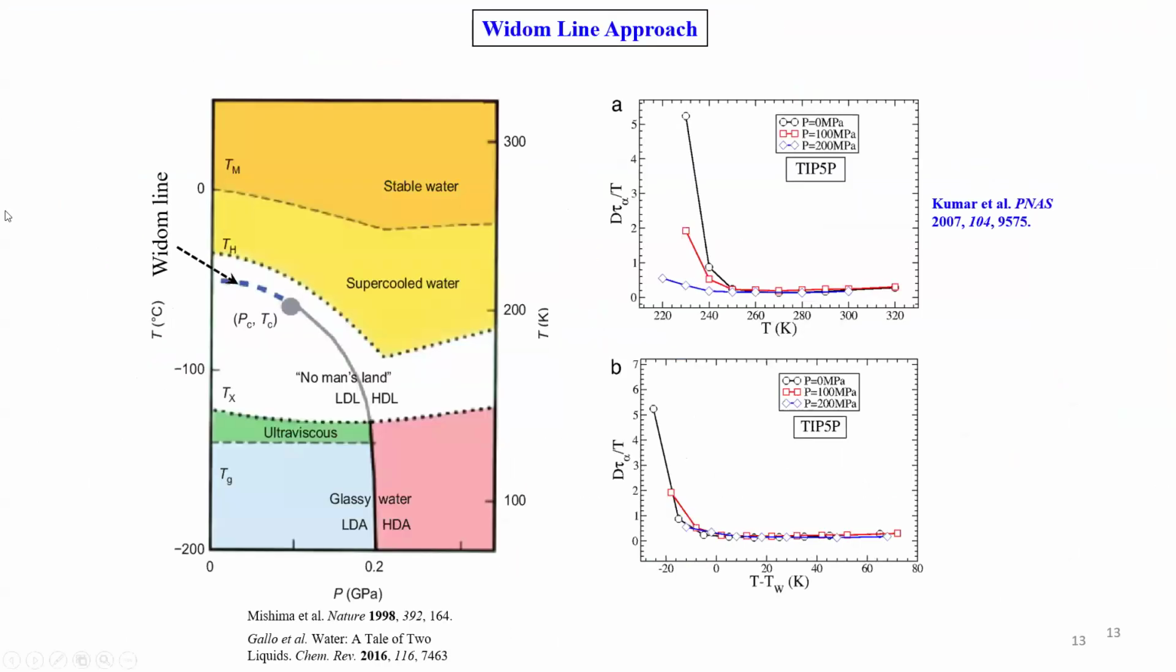Okay, so I think this is the green color, right? Stable water is the green color, and supercooled water is the yellow color. I'm not very clear about green and yellow, I'm colorblind. So stable water means above the melting point, the freezing point, and supercooled water is between the homogeneous nucleation temperature and the melting point.